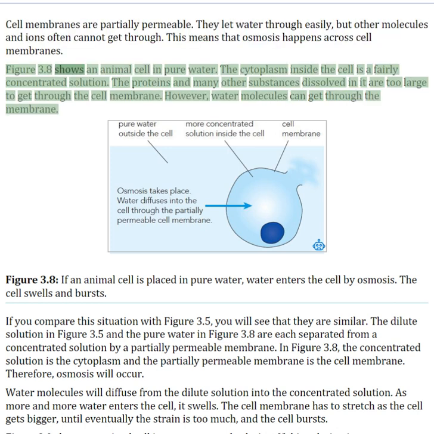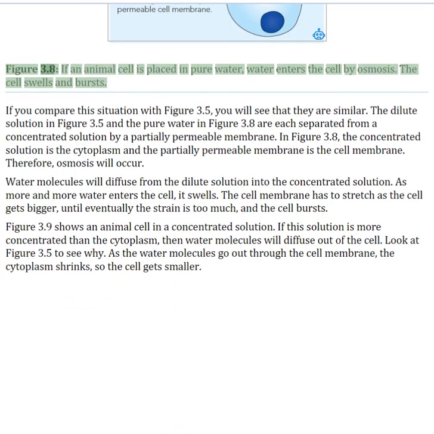Figure 3.8 shows an animal cell in pure water. The cytoplasm inside the cell is a fairly concentrated solution. The proteins and many other substances dissolved in it are too large to get through the cell membrane. However, water molecules can get through the membrane. Figure 3.8. If an animal cell is placed in pure water, water enters the cell by osmosis. The cell swells and bursts.